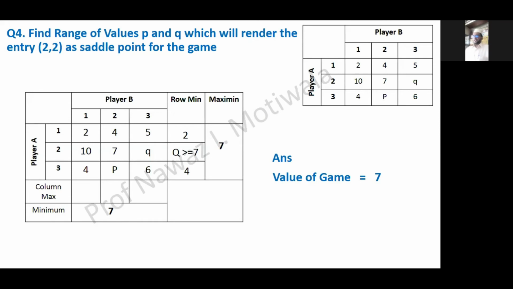Now similarly let us go for the P side. Here the maximum is 10. P should be less than 7. Yes, less than or equal to 7, because if it goes above that, we will not get a saddle point. So here the answer is that P should be less than or equal to 7. So with this we have completed the solution.